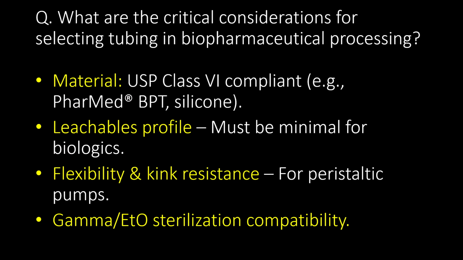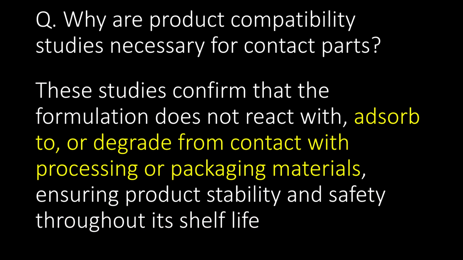What are the critical considerations for selecting tubing in biopharmaceutical processing? You can refer below details for critical considerations for selecting tubings in biopharmaceutical processing. The critical considerations are material, leachables profile, flexibility and kink resistance, and gamma or ETO sterilization compatibility. Why are product compatibility studies necessary for contact parts? These studies confirm that the formulation does not react with, adsorb to, or degrade from contact with processing or packaging materials, ensuring product stability and safety throughout its shelf life.